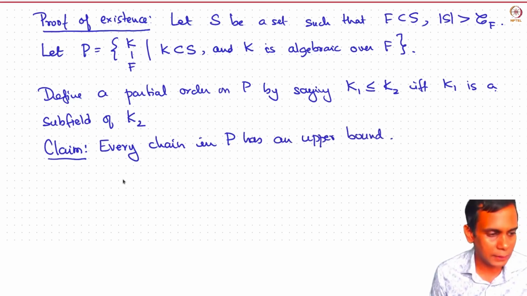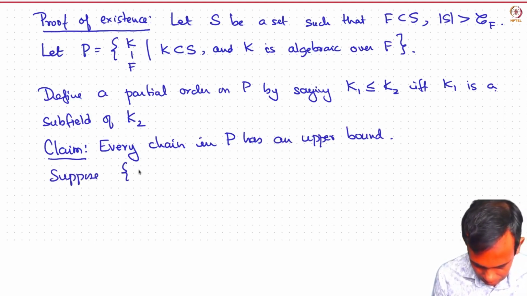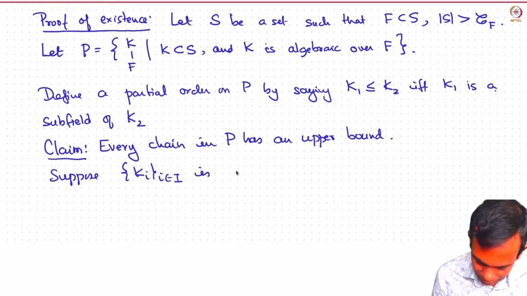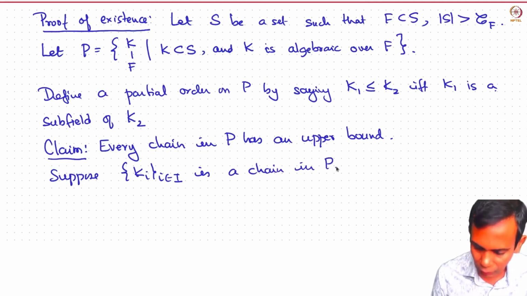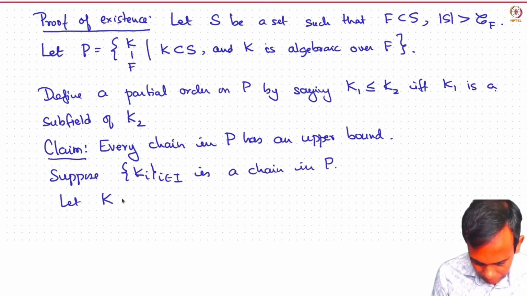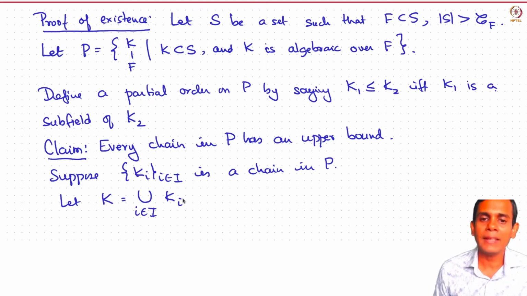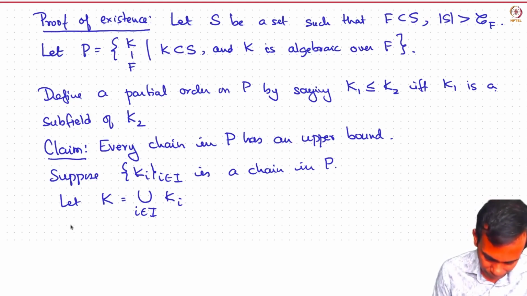And the proof is the following. So suppose Ki, i in I, is a chain in P. Need not be a countable chain, any chain. Then let K be the union of all these sets. I will define a field structure on K.